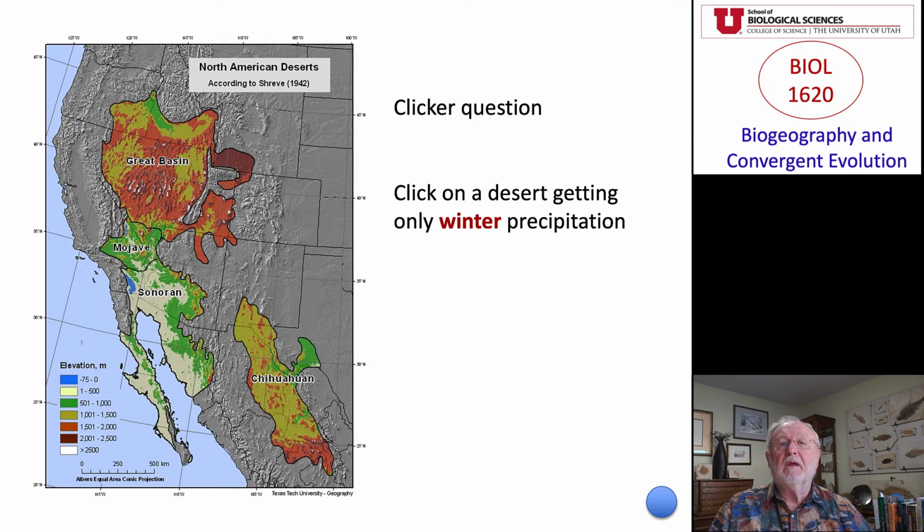Here we would be asking you a clicker question on where we get primarily or only winter precipitation. It would be the Great Basin and Mojave deserts. If we ask the question of where do we get summer precipitation, it would be the Chihuahuan and Sonoran deserts.